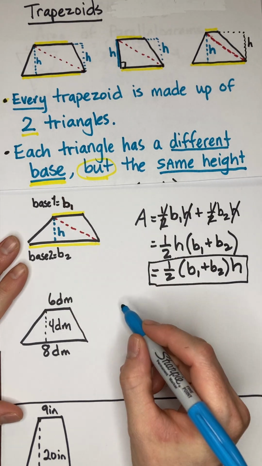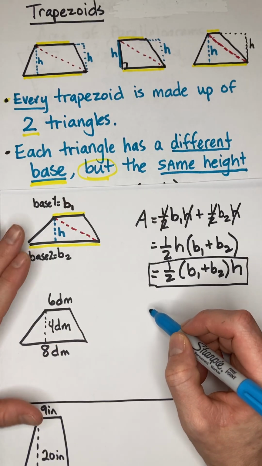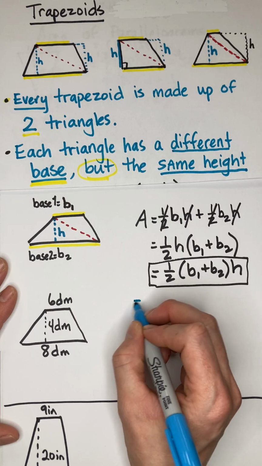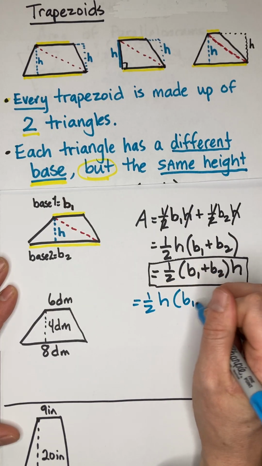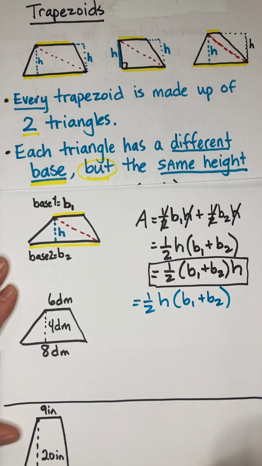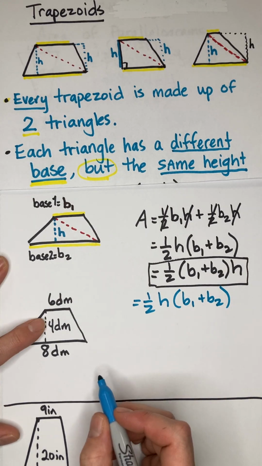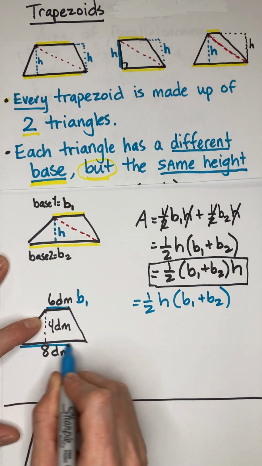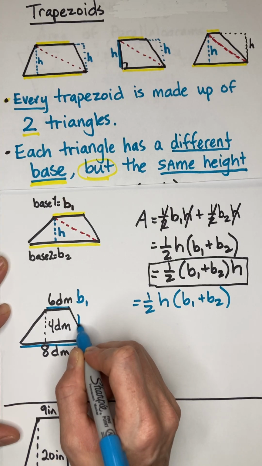All right, I always write the formula that I'm using. I'm going to rewrite it because I want to use that one: 1/2 H times B1 plus B2. I need H, B1, and B2, so let's label them. This top base here is B1. Bottom base here is B2. Height, H.